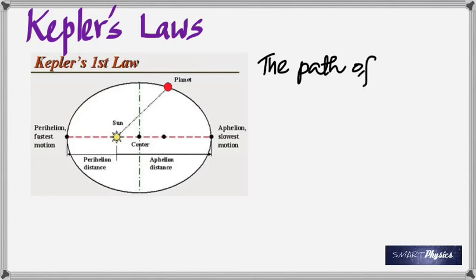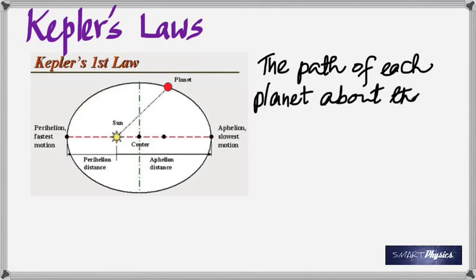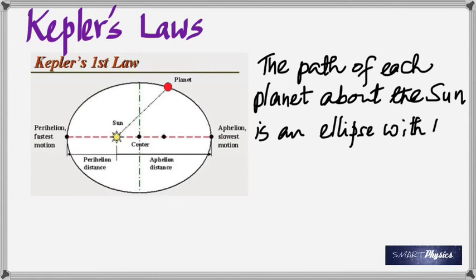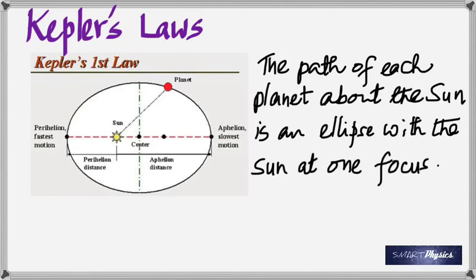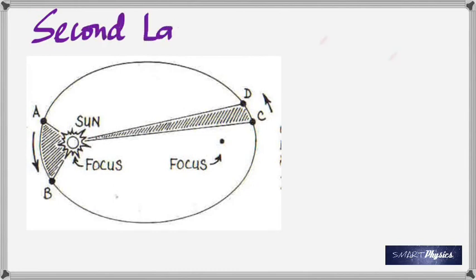Okay. We'll get it slowly, one by one. The path of each planet, that's the first law, the path of each planet about the sun is an ellipse with the sun at one of the foci, depending on what I wrote. This is too slow. Makes sense, doesn't it? Very clear. Second law. Now you can see the areas there, can't you?